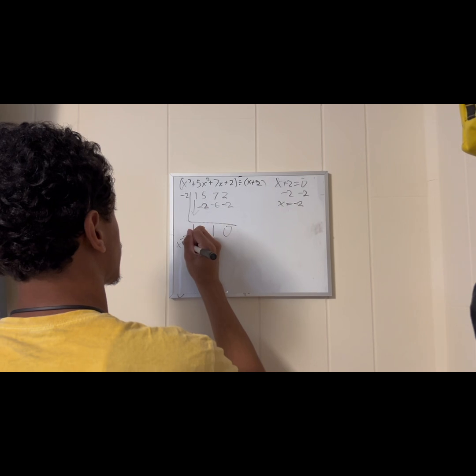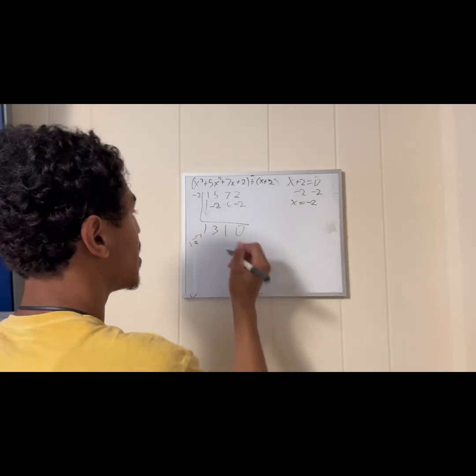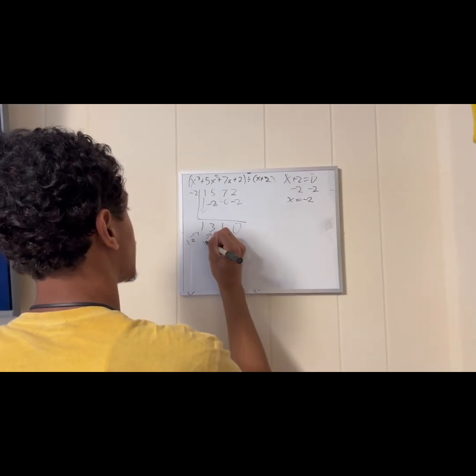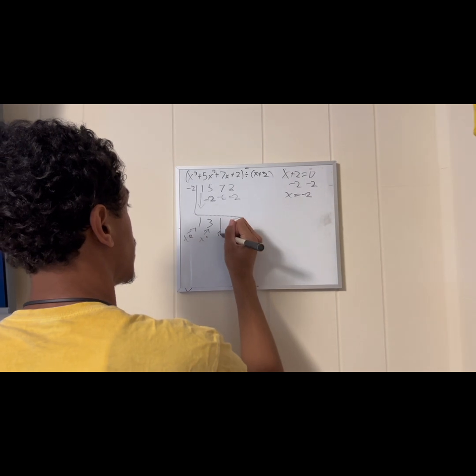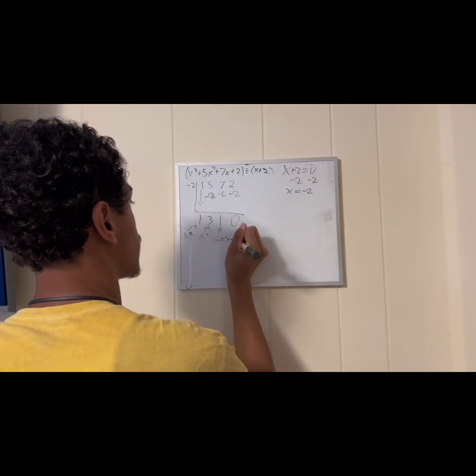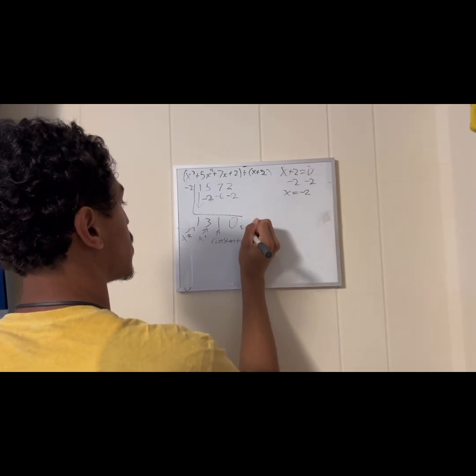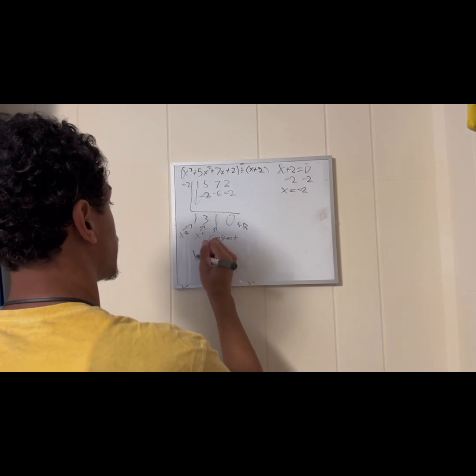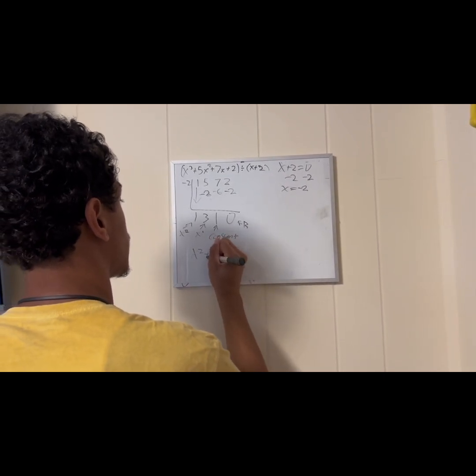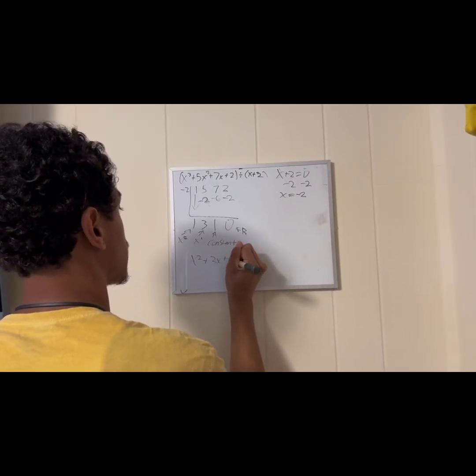1 is your x to the second power. 3 is your x to the first power. 1 is your constant. And then 0 is your remainder, which gives you x squared plus 3x plus 1.